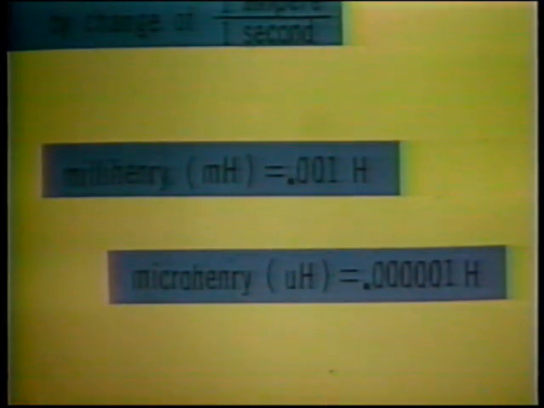And the other is the microhenry, abbreviated small u, capital H. A microhenry is equal to 1/1,000,000th of a henry. This is a 6th-place decimal. It is often desirable in electrical and electronic circuits to take advantage of the properties of inductance. This is done by a device called an inductor, which is a coil made to have a specific inductance value.